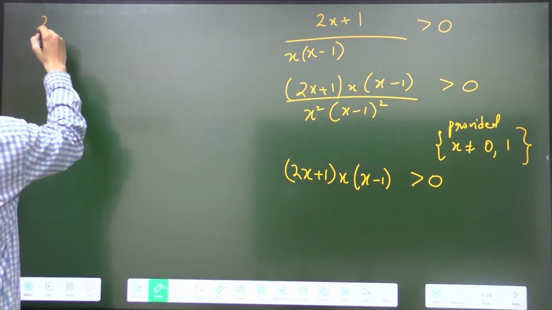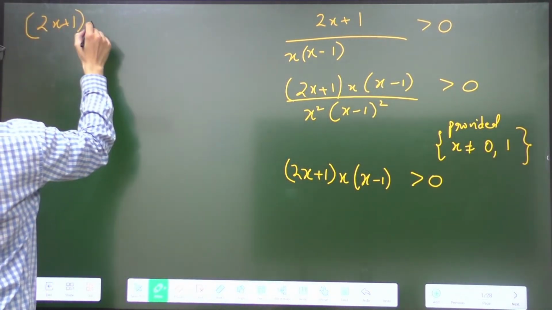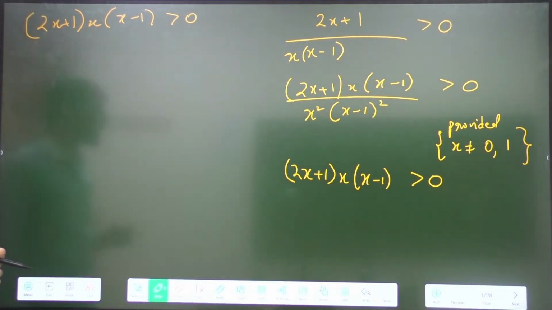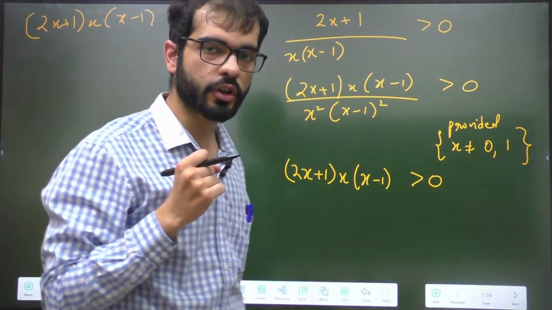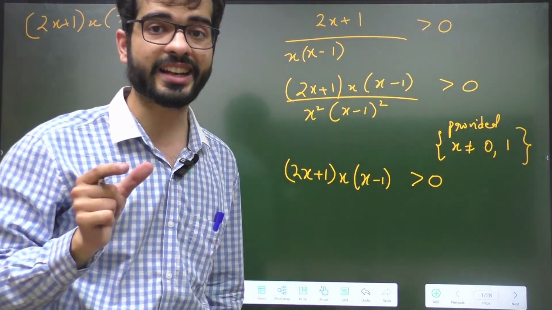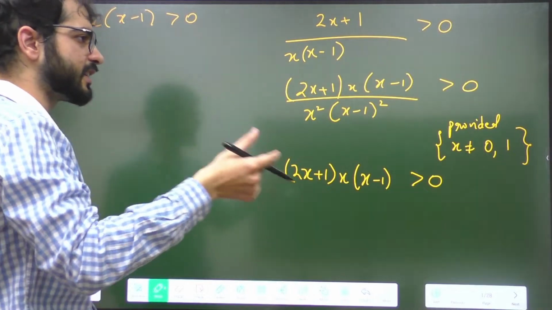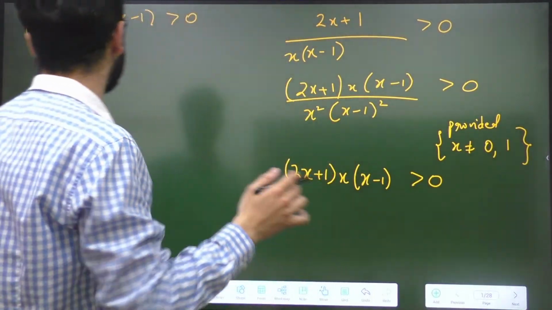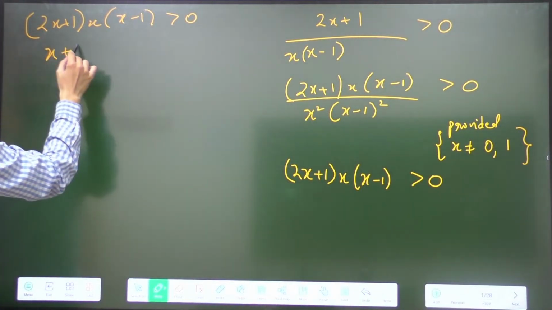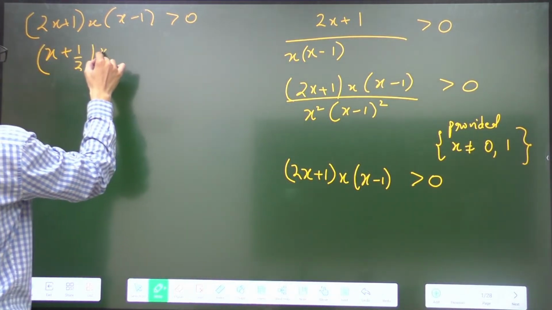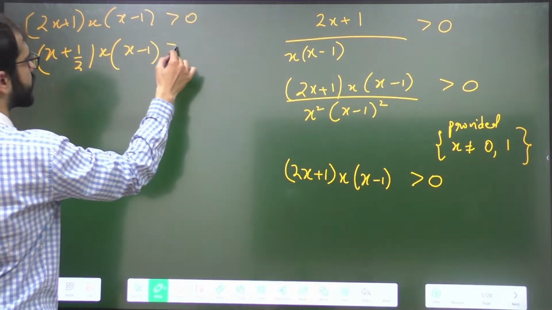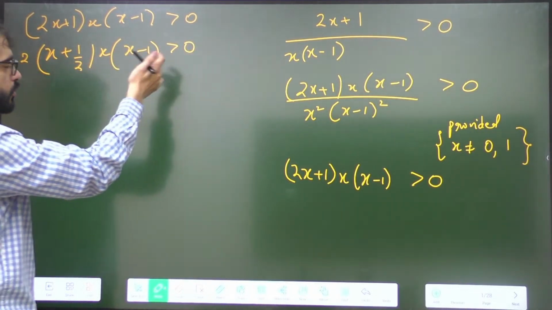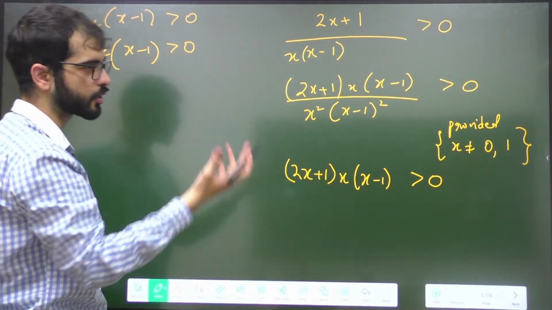So the expression becomes (2x plus 1) multiplied with x into (x minus 1) is greater than 0. Now, as we discussed in the first lecture, in order to solve the inequality, we have to convert it into standard form. The standard form is x minus a. That was the general expression which we solved in the first lecture. So this becomes (x plus 1 upon 2) into x into (x minus 1) greater than 0. There will be a 2 which will be taken common outside, but if I divide both the sides by 2, this gets cancelled. 0 upon 2 is also 0.